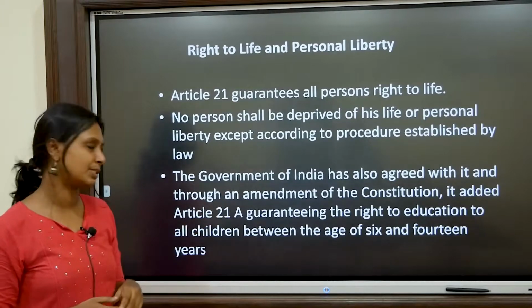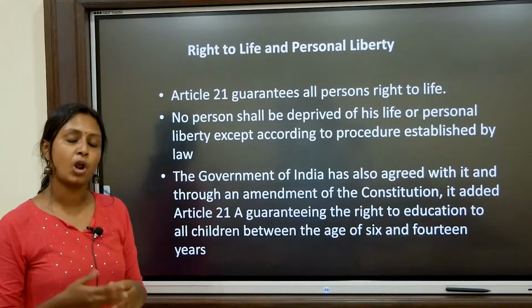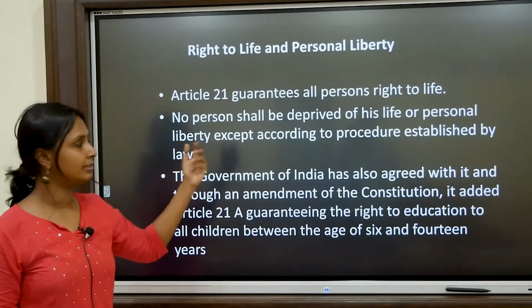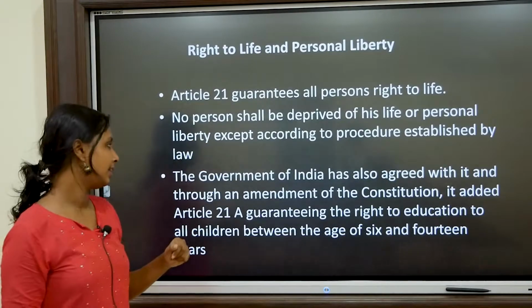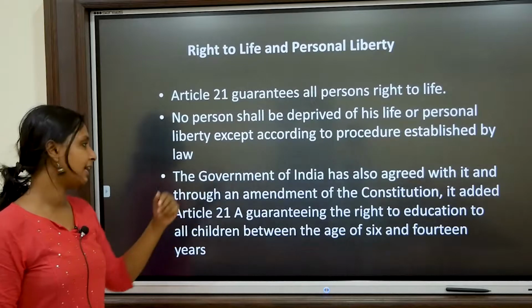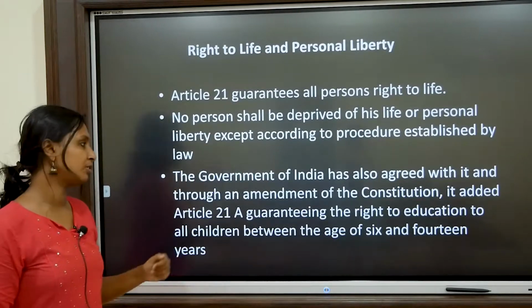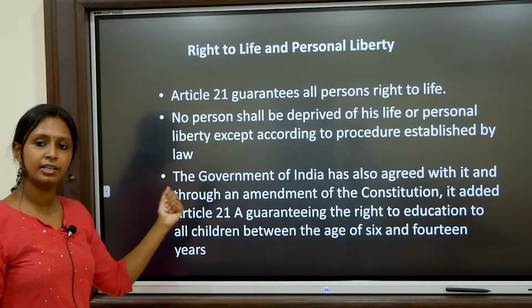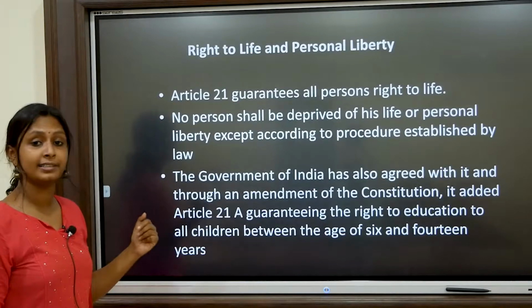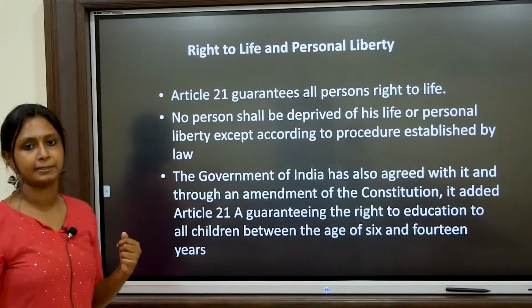And there are some exceptions. If a person is under detention, he may not enjoy the right to personal liberty. That is one case of exception. And another point is, the government of India, through an amendment of the Constitution, added Article 21A guaranteeing the right to education to all children between the age of 6 to 14 years.